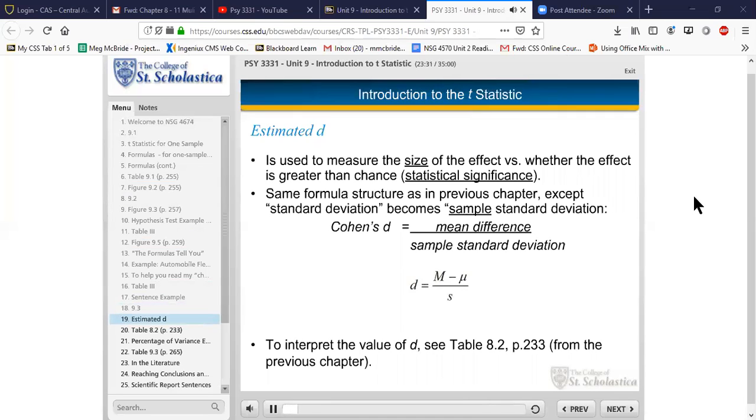The Cohen's d you learned about in the last chapter can also be used with t-test results. A t-test determines whether or not we have statistical significance, but Cohen's d tells us whether the difference is small, medium, or large in terms of standard deviation units. Note, however, that in the formula we now use S rather than sigma, since we are working with a sample, not the whole population. To interpret the calculated Cohen's d, we again refer to Table 8.2 on page 233 in Chapter 8, which is reproduced on the next slide.